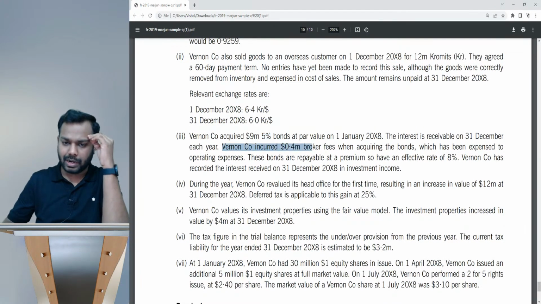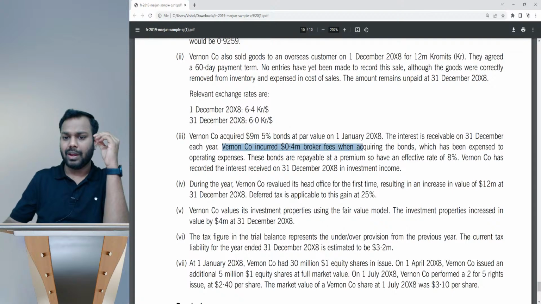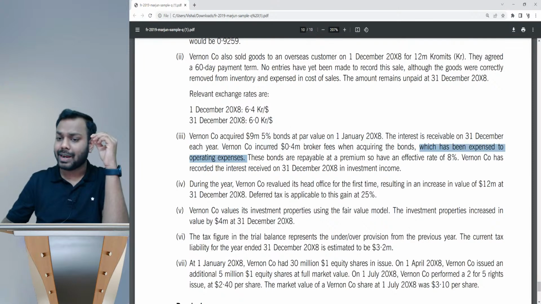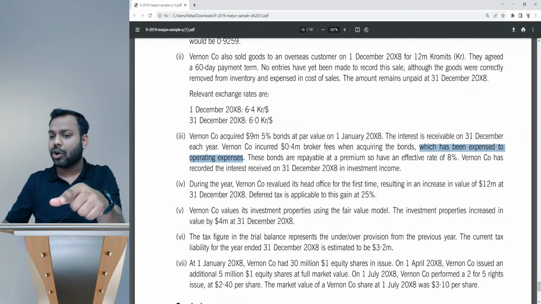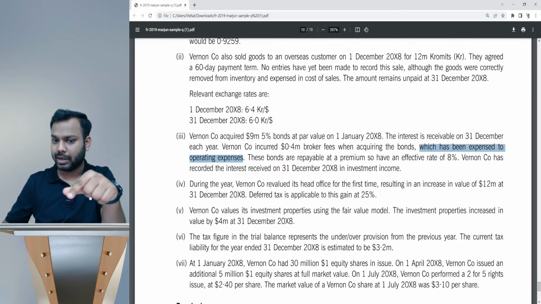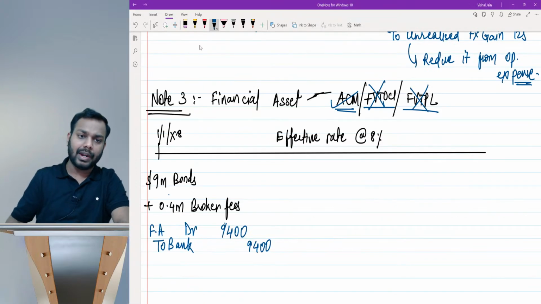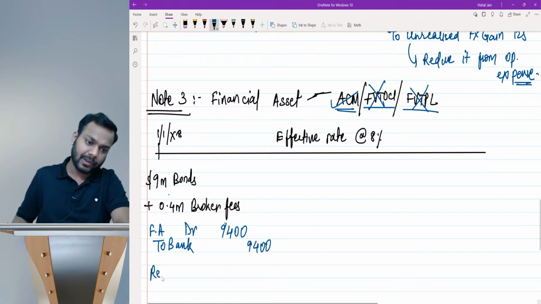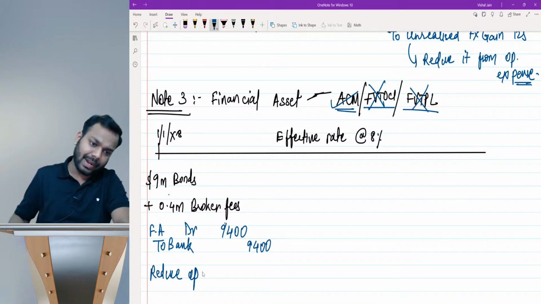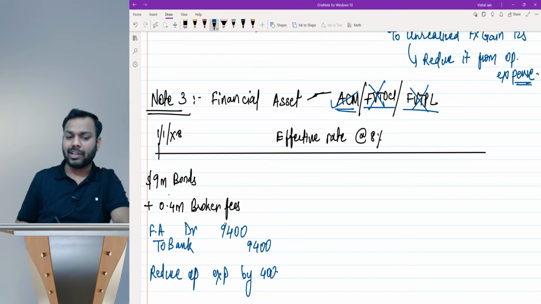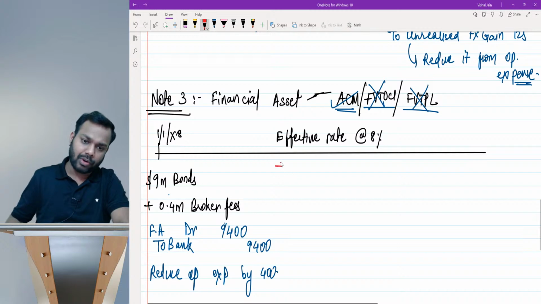Okay, Vernon company incurred 0.4 million broker fees when acquiring the bonds, which have been expensed to operating expense. Is it correct? No, the transaction cost cannot be transferred to P&L in case of the amortized cost method. The transaction cost has to be capitalized with the asset. So what will we do? We will reduce operating expense by 400, right? Now tell me, what is the amount of finance income that we will record?